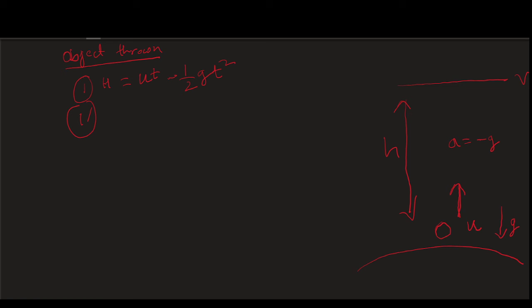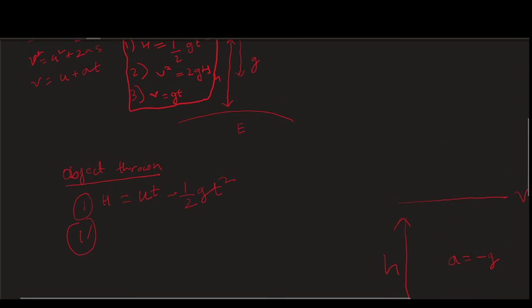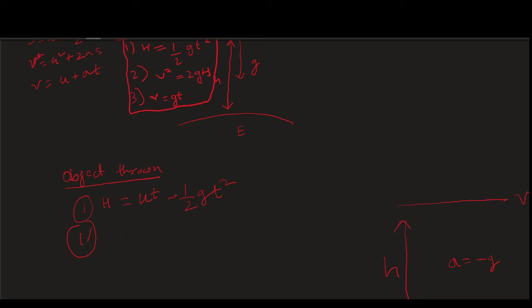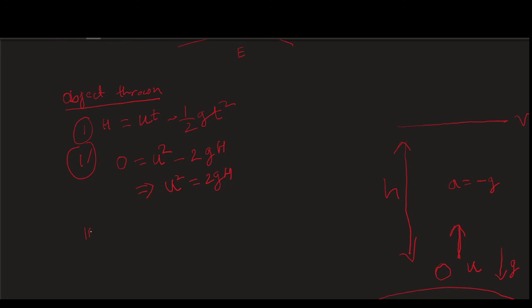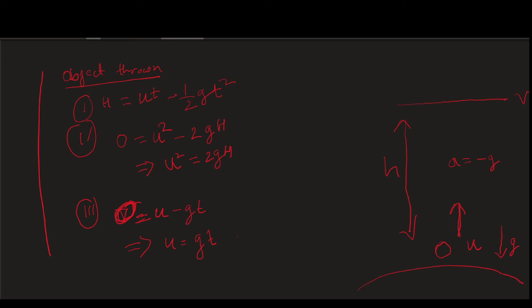Next one is v square equal to u square plus 2gh. Here v is equal to 0, so it becomes 0 equal to u square minus 2gh. From here, we will get the equation u square equal to 2gh. The third equation will be v equal to u plus at, here v is again 0, means 0 equal to u minus gt. So again we will get u equal to gt. So here are the equations of motion when an object is thrown.